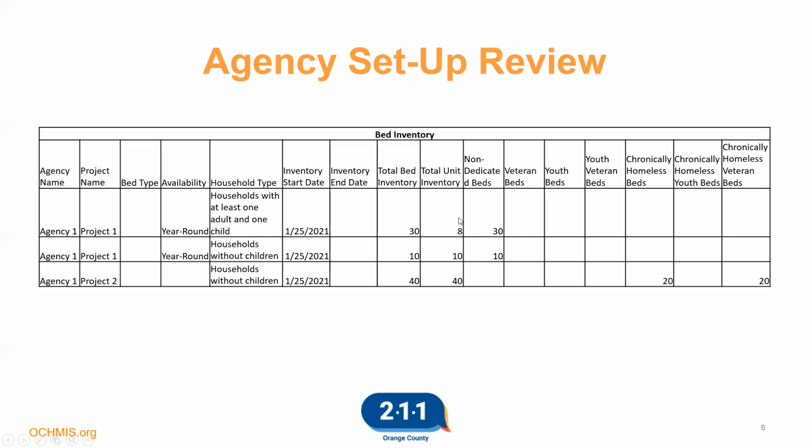And then the third component of data is looking at bed inventory, like I mentioned. Each project is a separate row, and also each household type is a separate row. So you'll see for project 1 here, we have beds for households with children as well as beds for households without children. And information on the bed inventories, how many beds, how many units, and if they're non-dedicated or dedicated to different subpopulations, that will be in here as well. So this is what will be included on the dashboard.